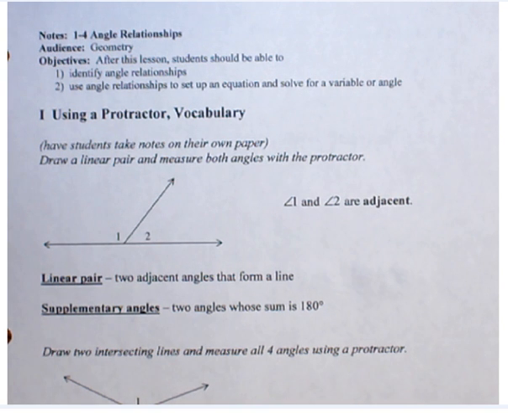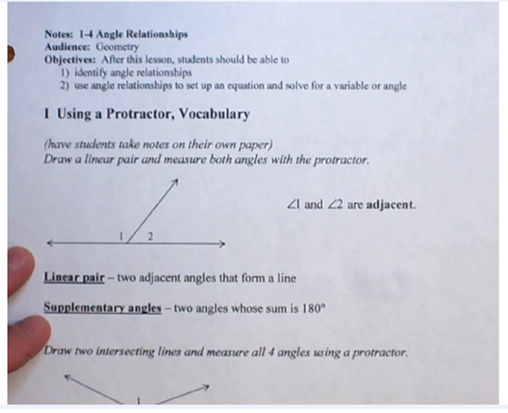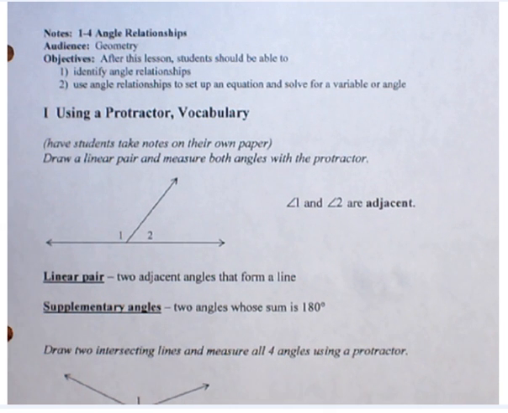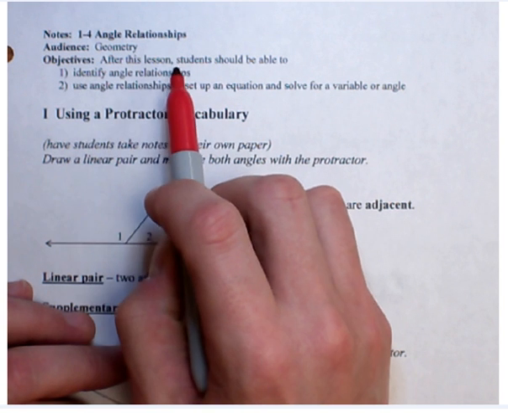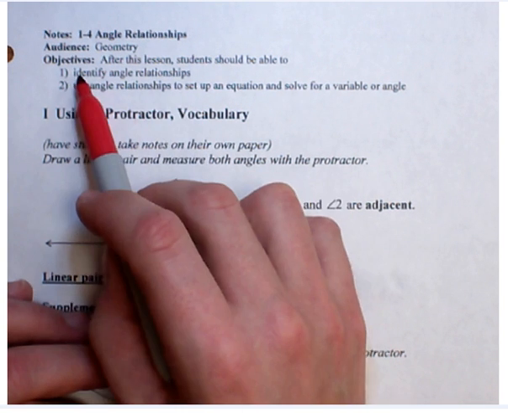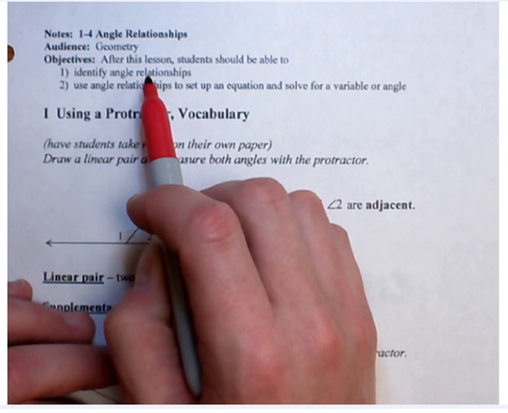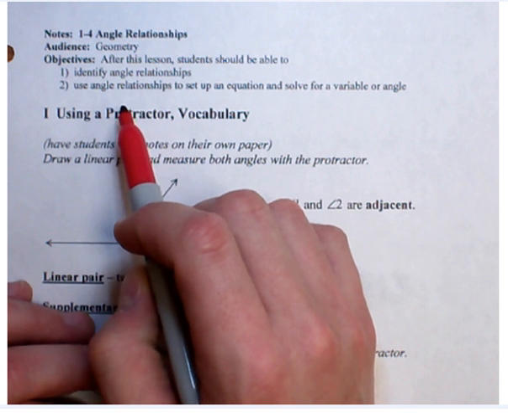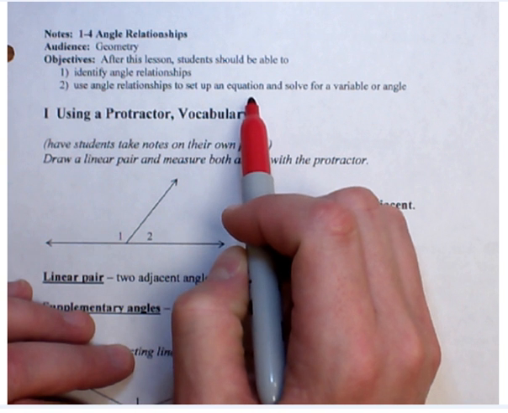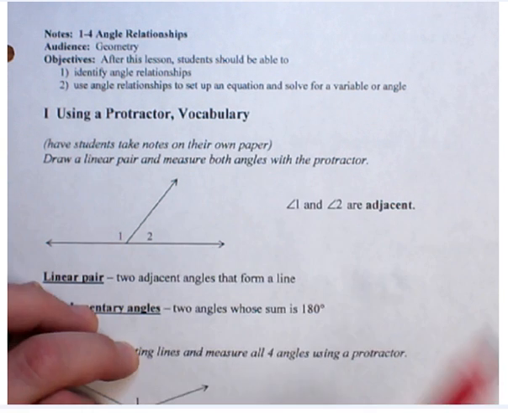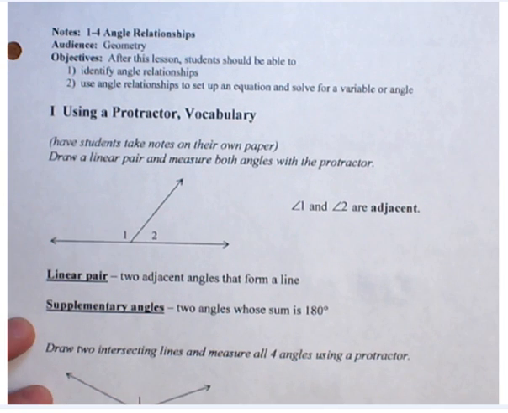Alright, geometry fans, so today we're going to look at more angle relationships. That's going to be the name of our topic for today. So the objectives after this lesson, students should be able to, first of all, identify angle relationships, and then two, use angle relationships to set up an equation and solve for a variable or angle. So we're going to start in part one here.